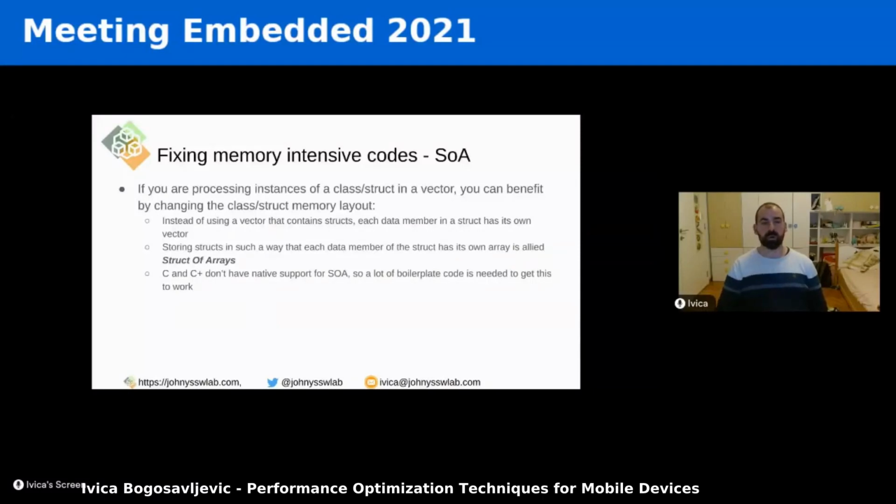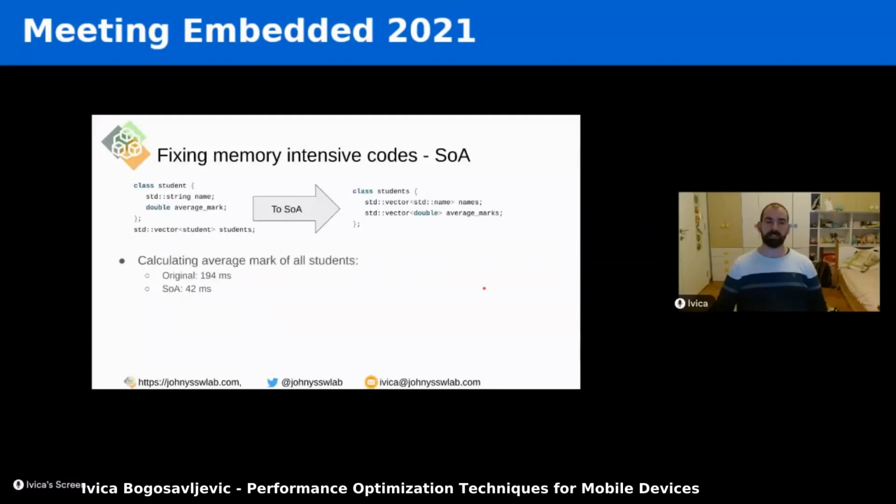What is it? Let me give you an example. We have here a class Student, which has a string, which is a name, and a double, which is an average mark. Now, there is a vector of Student classes, and the question is, how much time do we need to calculate the average mark for all students? So this is the first way of representing it: a class with name and average mark.